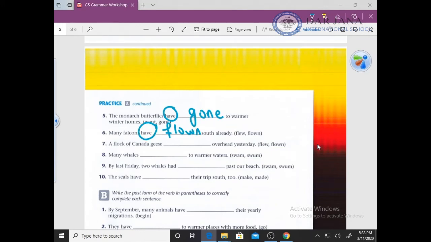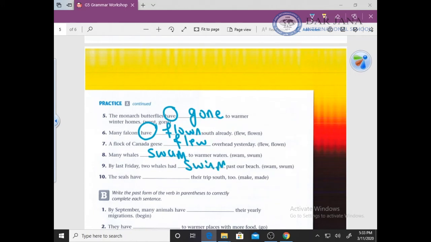A flock of Canada geese overhead yesterday, in the past. The answer is flew. So we have to write on the line flew. And number 8, many whales to warmer waters, swam or swum? The answer is swam. By last Friday, 2 whales had passed our beach. Swam or swum? We have had, so the answer is swum.